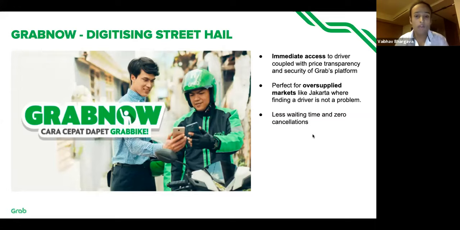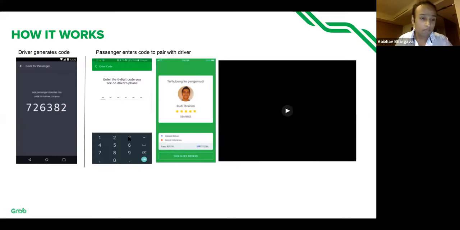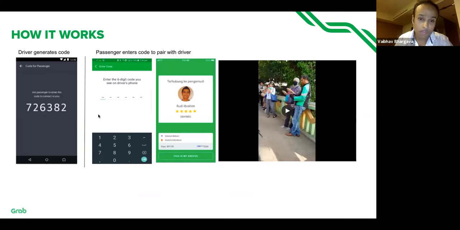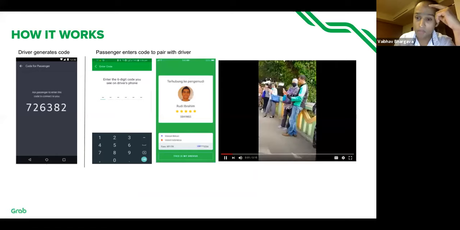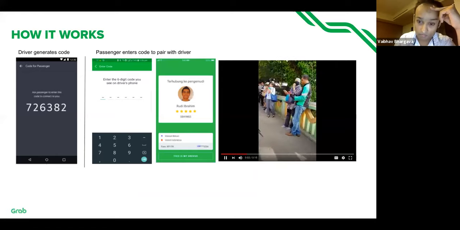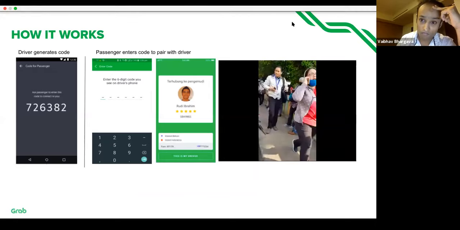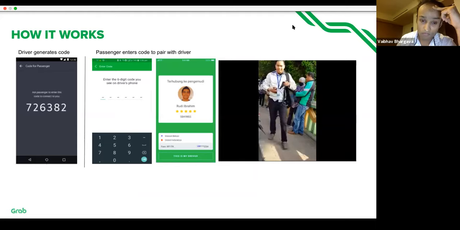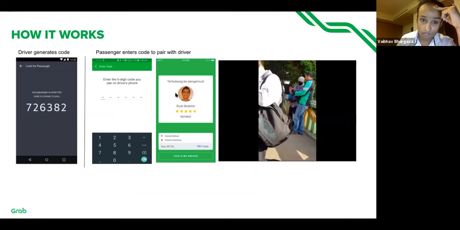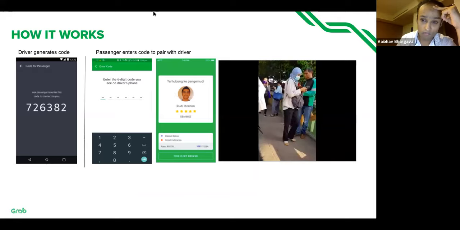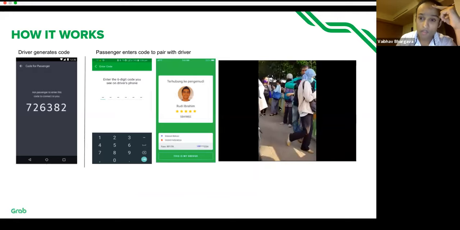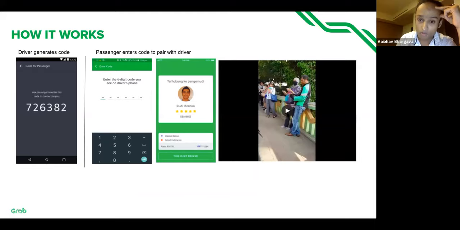Let me show you a bit of how that works. Essentially a driver would generate a code. When you go to the driver, the passenger enters it, and here's what happens. I'll maybe play this once more for those of you who may not have noticed what happened here.